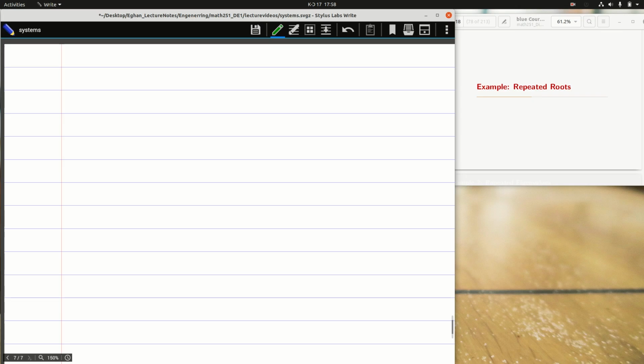Okay. In my last video, I did an example on real and distinct systems of equations. When I say that, I mean that the eigenvalues from the system were real and distinct. In this example, I'm looking at a case where the eigenvalues are repeated. Just one example, and in all other cases you can survive.